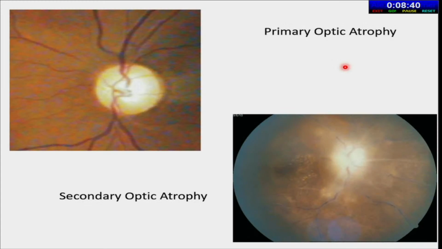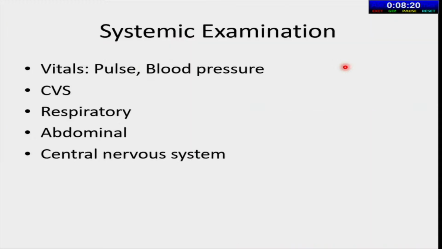Differentiating primary optic atrophy from a secondary optic atrophy is important. You must know the points of differentiation between them. Of course, you can see the margins are very well clear in the primary optic atrophy. They are not distinct in the secondary optic atrophy. Secondary optic atrophies will give you a dirty gray-white kind of color. Primary optic atrophy, a pale yellow color. So some of these things you must be aware of.